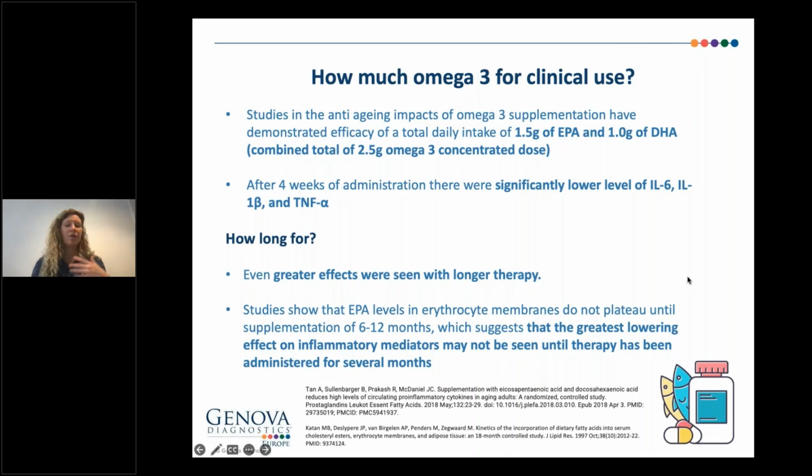Now, tissue levels of omega-3 fatty acids reflect dietary intake, of course, but quantitative data about the rate of incorporation and levels as a function of intake within the red blood cell are actually quite scarce. But there are some studies that show that EPA levels in erythrocyte membranes don't actually plateau until supplementation of between 6 to 12 months, which suggests that the greatest lowering effect on inflammatory mediators may not actually be seen until therapy has been administered for several months.